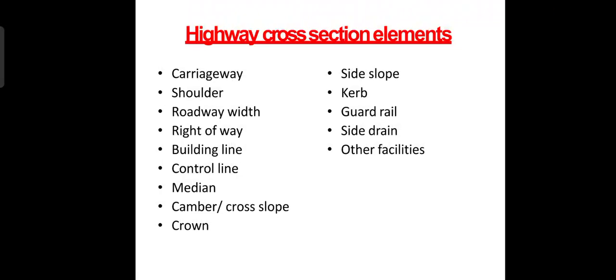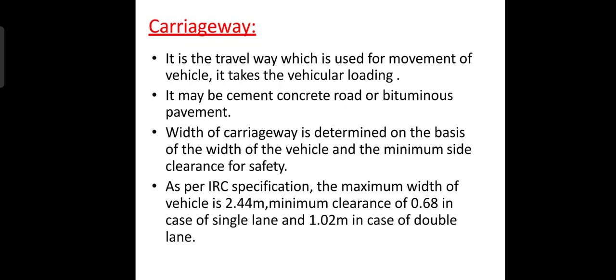Welcome to video lecture. Today we are going to see about various highway cross-sectional elements. So the various highway cross-sectional elements are carriageway, shoulder, the roadway width, right-of-way, building line, control line, median, camber, cross slope, crown, side slope, curb, guardrails, side drains and other facilities.